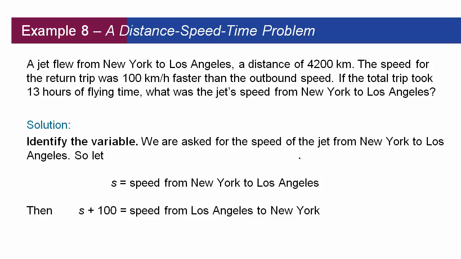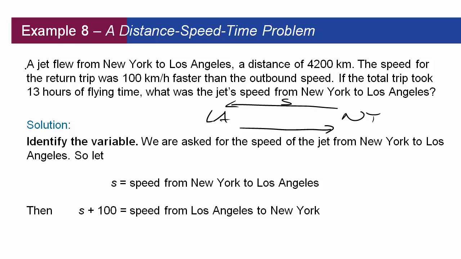Now we can identify the variable. It wants to know what was its speed from New York to Los Angeles. So S is going to be the speed from New York to Los Angeles. I'm going to draw a picture. So here's LA, right? Here's New York. It flew from New York to Los Angeles and then back to New York. And it wants to know what was the jet speed from New York to Los Angeles. So it's looking for the speed along that trip.